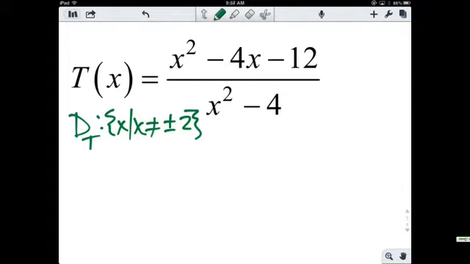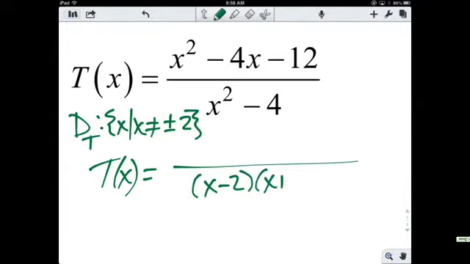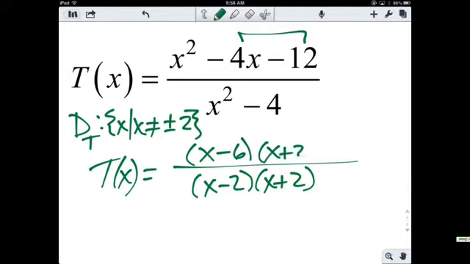Now to determine which type they are. How do you want to do it? You want to try and factor, or you just want to plug in? If you said factor, factor. If you said plug in, plug in. Sometimes one's easier than the other. I think I'm going to factor here. Factoring is not always easy or possible. But I know the bottom's the difference of squares. So x minus 2, x plus 2. And the top, the leading coefficient is 1. So if it factors, it's going to be the easier variety. Factors of negative 12 that give us negative 4 would be x minus 6, x plus 2.